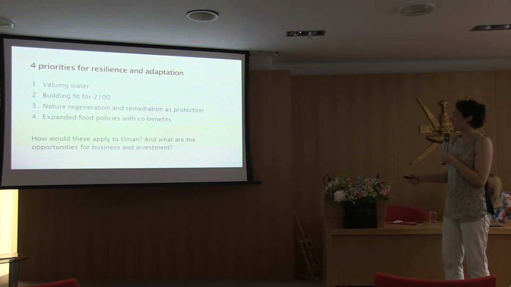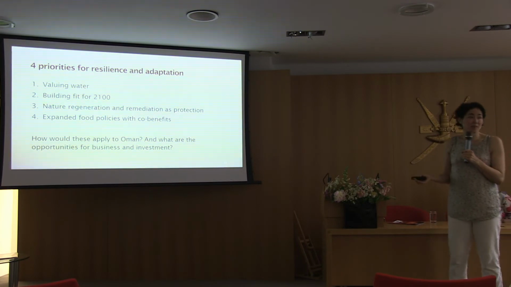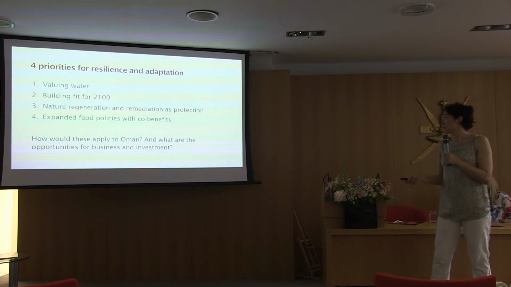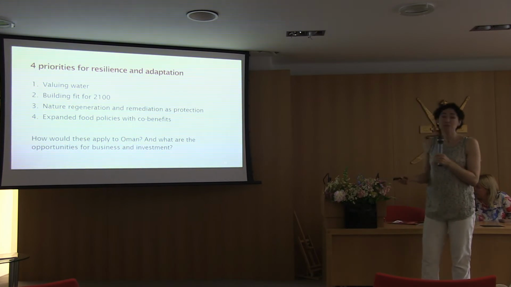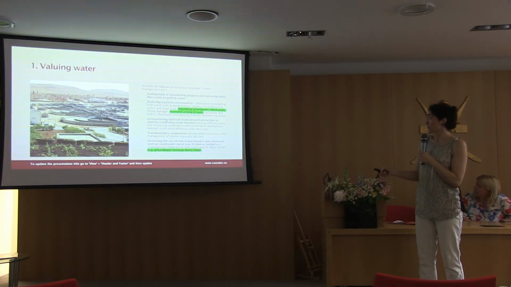So what did we put in our report as the 4 priorities for resilience and adaptation in the region? We focused on valuing water, building fit for 2100, nature regeneration and remediation as civil protection, and expanded food policies with co-benefits. So I was trying to think about what these would mean for Oman, and what the opportunities for business and investment might be. And I really welcome your thoughts on these things, because I have just pulled out what I thought was interesting.